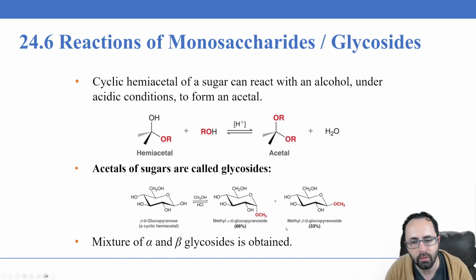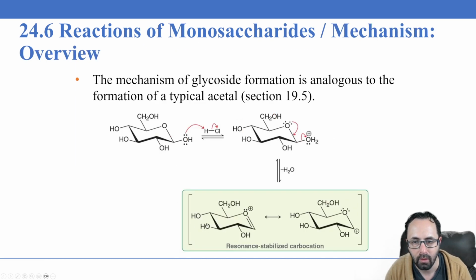Or we can have the carbohydrates react with carbons containing hydroxyl groups on another monosaccharide ring. And that's where we're going to get these glycosidic linkages. And so here is the mechanism for the formation of the glycoside.